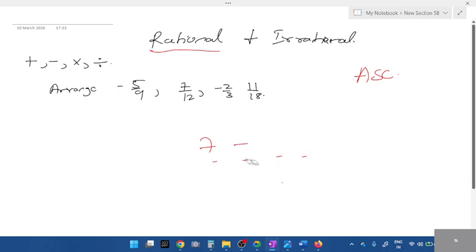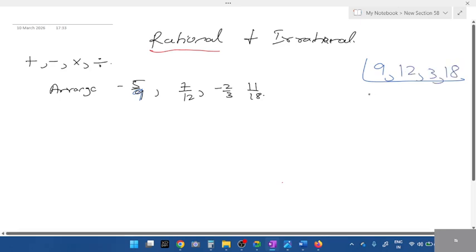If there is no denominator, it is easy to arrange, students. What if there is a denominator? So the main concept here is you have to eliminate the denominator. You have to make them equal. So you need to take the LCM. 9, 12, 3, 18. Start with the lowest number. You take a number which is common to all these four. What is the common number?